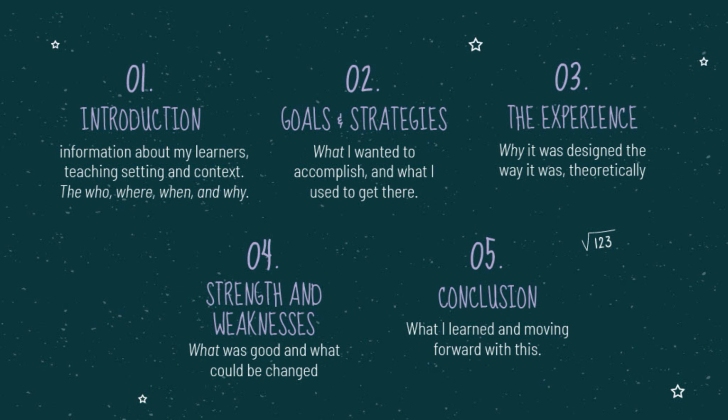And then we'll go over goals and strategies, so what I wanted to accomplish with my lesson and what I used to get there specifically. The experience we'll go over next, why it was designed the way it was, and the theories that were used. Strengths and weaknesses, so what was good and what could be changed for the future. And then we'll go over my conclusion, which is what I learned and moving forward with this.